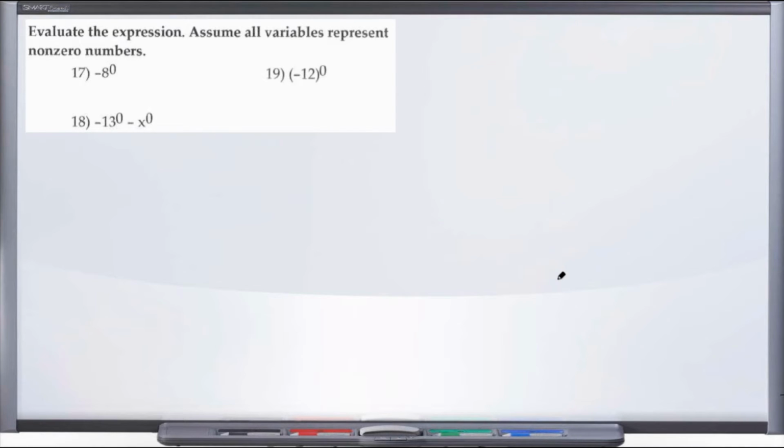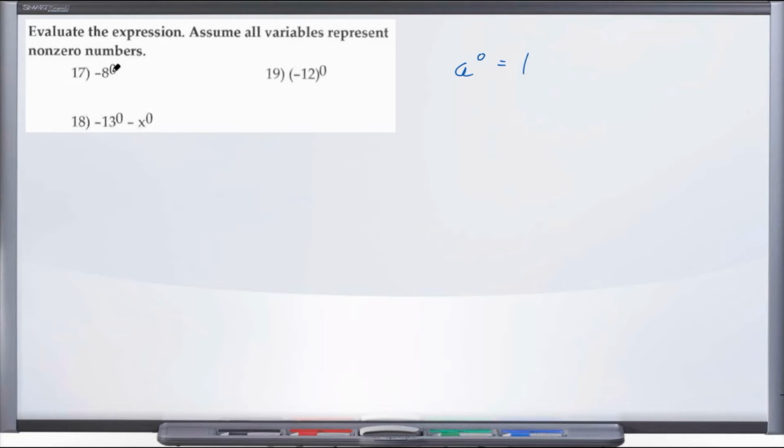All right, so with 17, 18, and 19, we are evaluating the expression, assume all variables represent non-zero numbers. All right, so with number 17, we have negative 8 to the 0 power. And again, as I mentioned in the previous video, it's important to be familiar with your rules of exponents because you'll recall that anything to the 0 power is just 1. So anything to the 0 power is 1.